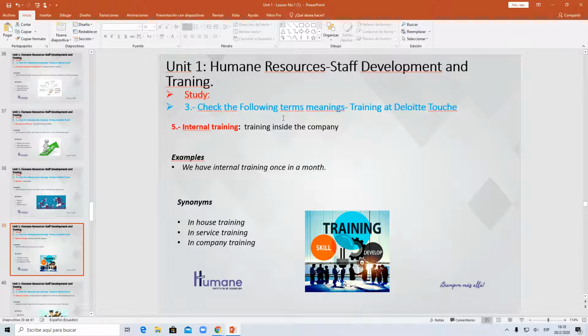Then we have internal training, training inside the company. An example of a sentence that can use this term could be, we have internal training once in a month. Okay, synonyms could be in-house training, in-source training, or in-company training.